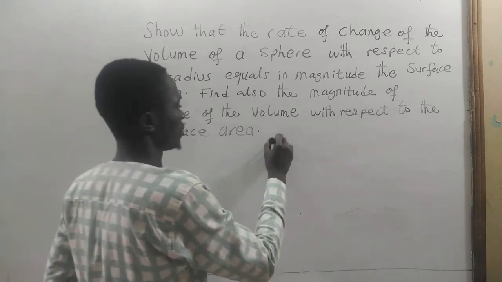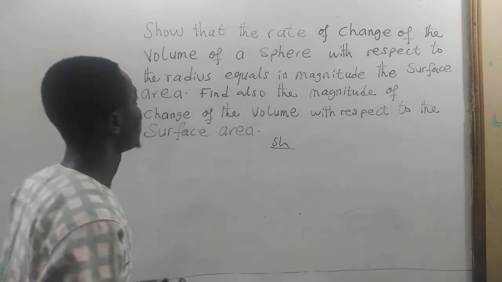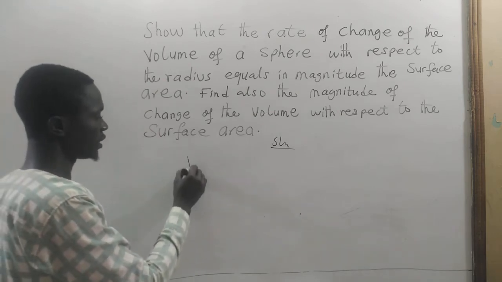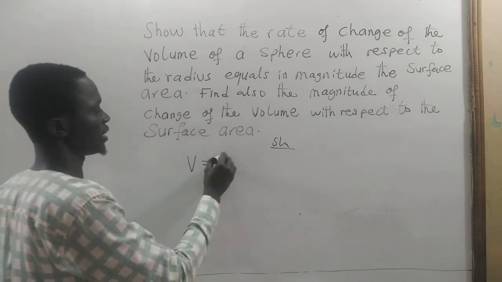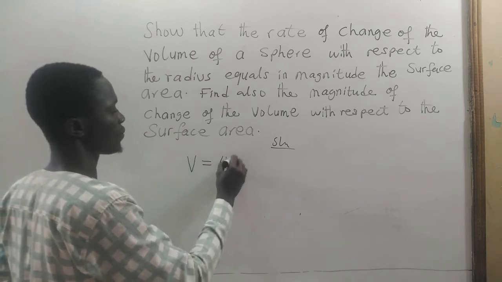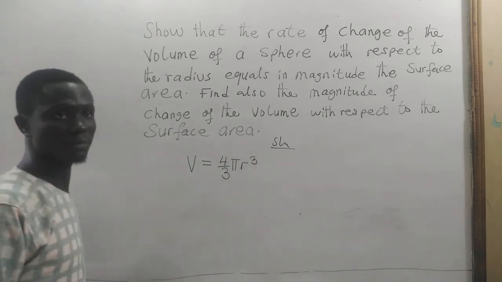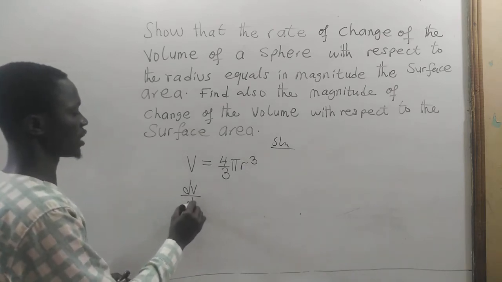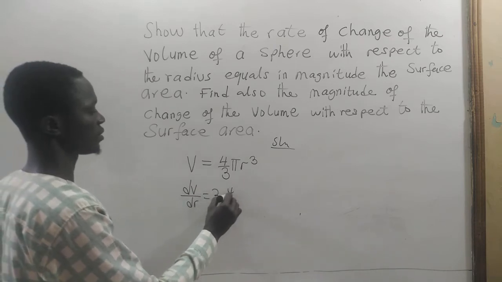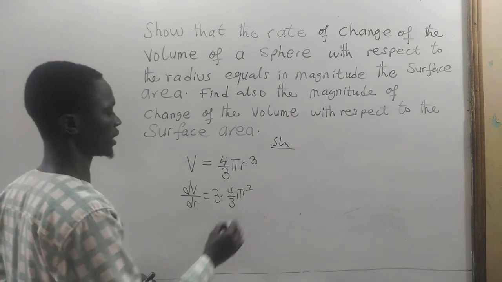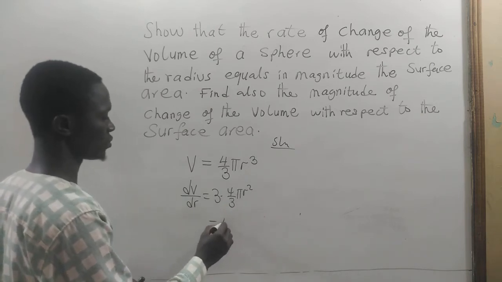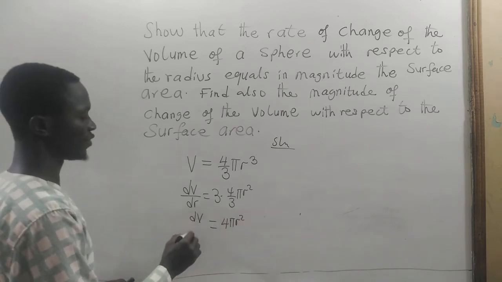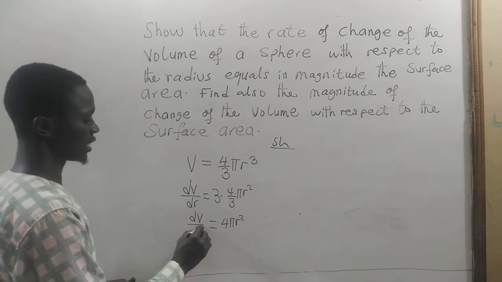Now, let's see how we do this one. What is the volume of a sphere? The volume of a sphere is equal to 4/3 pi r cubed. And the derivative of the volume with respect to the radius is equal to 3 times 4/3 pi r squared, which is equal to 4 pi r squared, as the derivative of the volume with respect to the radius.